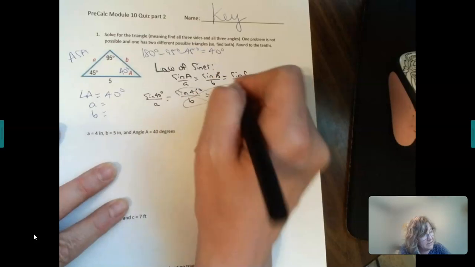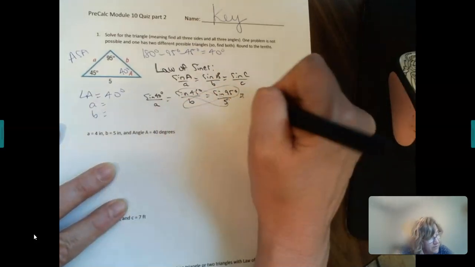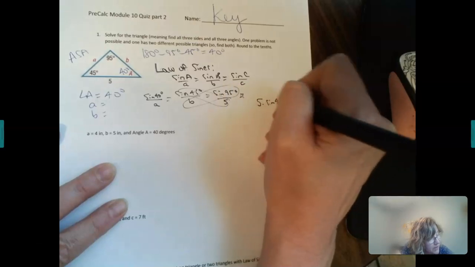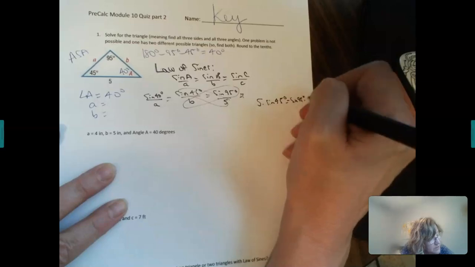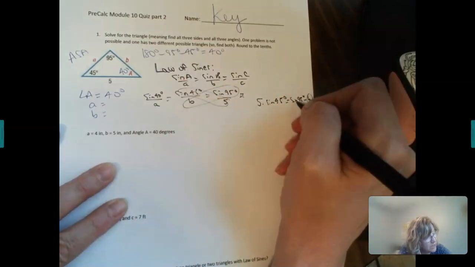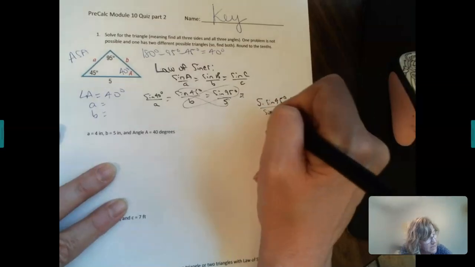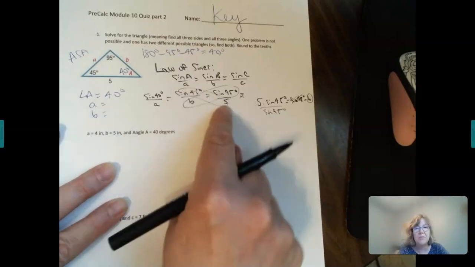And again, I like to take this times this and divide by this. So I would take 5 times sine of 45 degrees. Technically, that equals sine of 95 degrees times B because you cross multiply. But when you're trying to solve for B, you divide. So a lot of times people just remember, just multiply the two numbers, divide by the other guy.